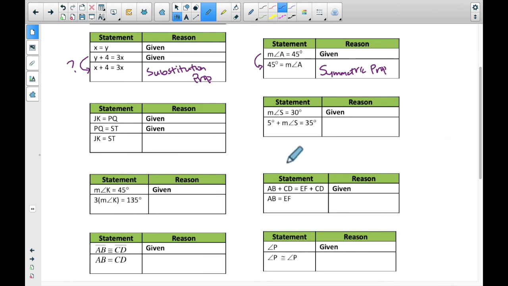Okay, this next one, if we know that JK is equal to PQ and PQ is equal to ST, then JK is equal to ST. That's my favorite one. That's the transitive property. I could tell because they just skipped over the PQ and jumped straight to JK equals ST.